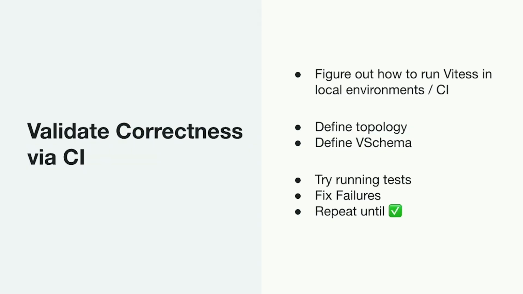Once we did that, we could focus on validating the correctness. We wanted to make sure that all the queries we run on MySQL today will behave the same way when we run them against Vitess. So we needed to figure out how to run Vitess in local environments and in CI. We needed to find a topology for Vitess, define a v-schema to be used, and then we would basically try to run our tests, figure out what fails, and fix those failures, right?